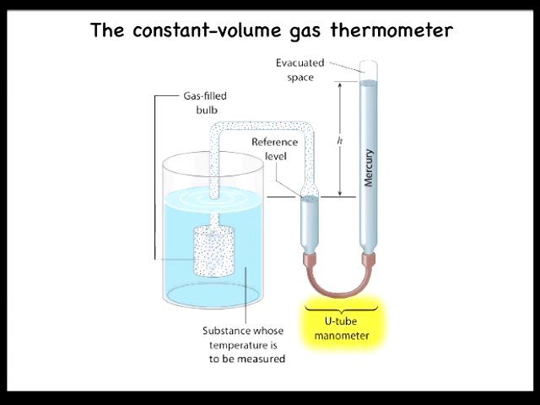The volume of the gas is held constant by raising or lowering the right column of fluid, which is usually mercury, so that the fluid level in the left column is always at the reference level. The temperature of the gas, and therefore the substance in which it is in thermal contact, depends on the difference in the heights of the two mercury columns indicated by H in the diagram. The larger the difference, H, the higher the temperature.